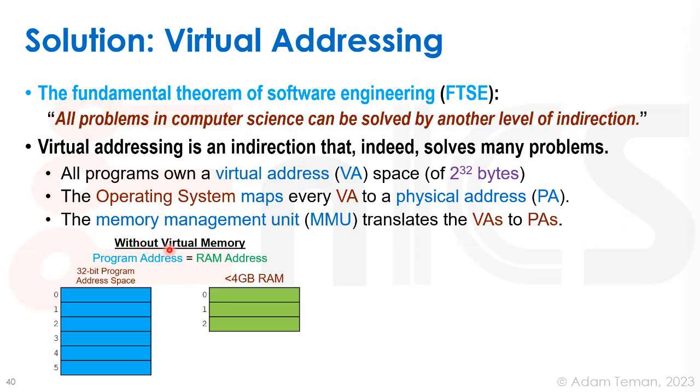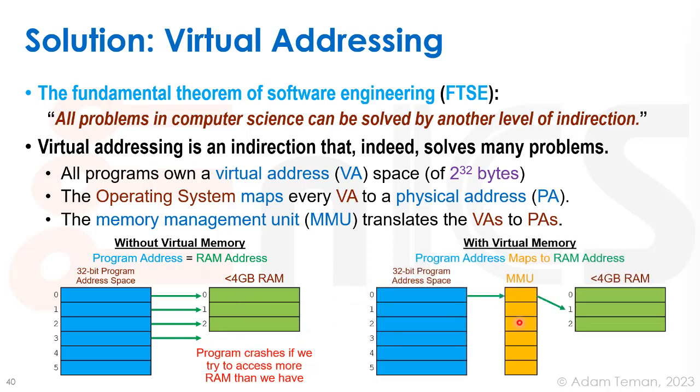So if we took our example from before, when we do not have virtual memory, the program address itself is the actual address that we have inside the memory. So we have our 32-bit program space, and we have less than 4 gigabytes of RAM. And so what's going to happen is, as we access our memory, at some point we're going to go out of bounds, and the program is going to crash.